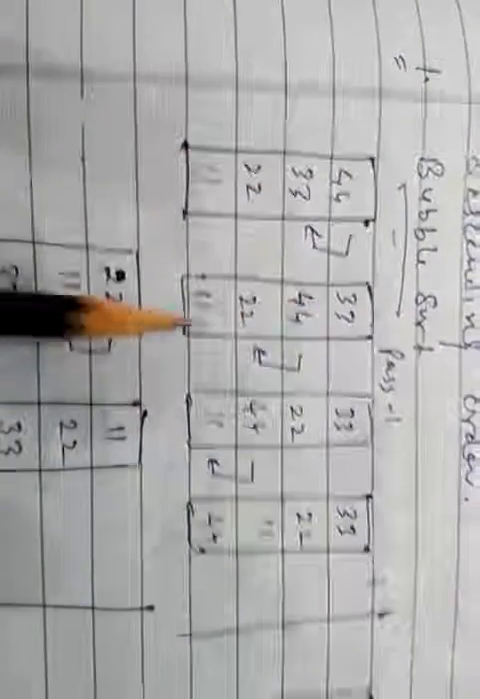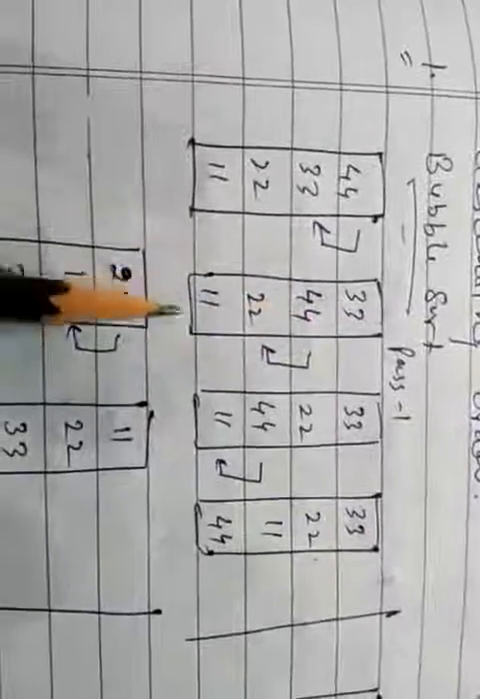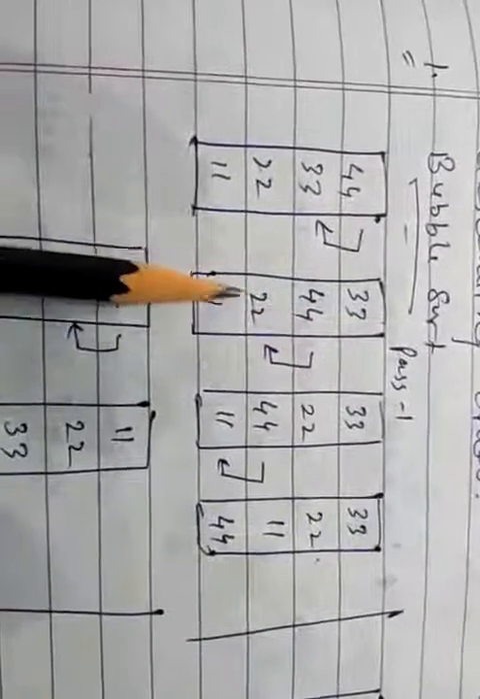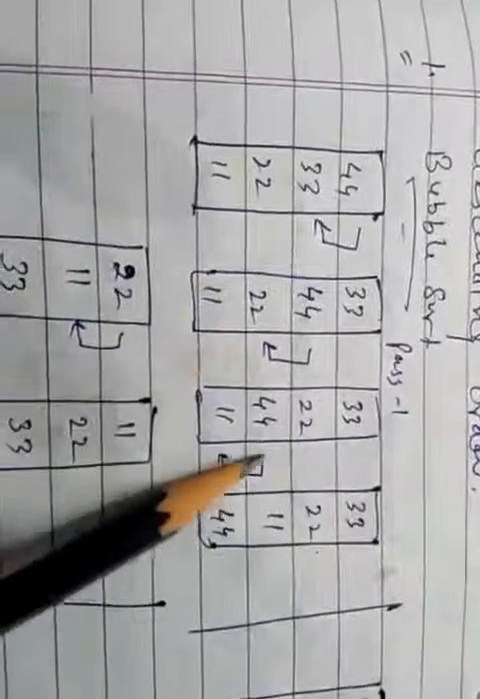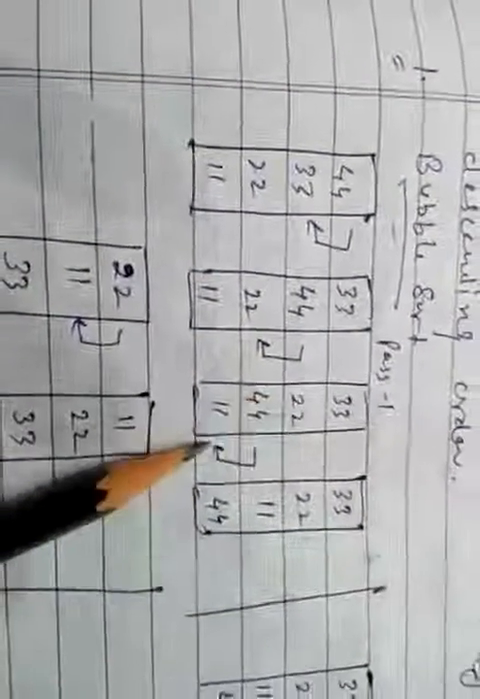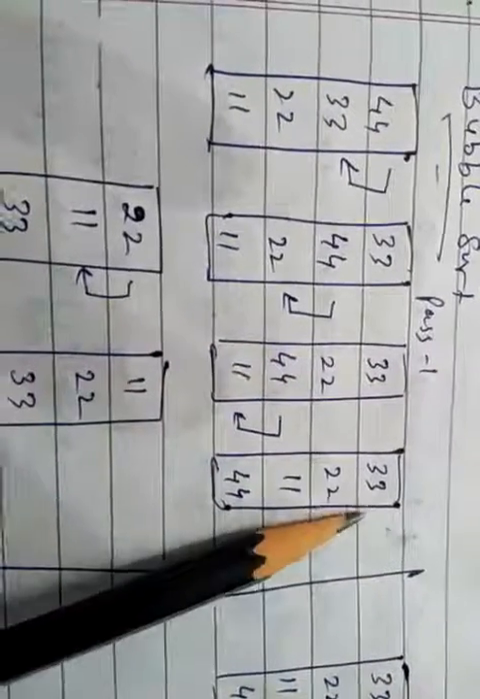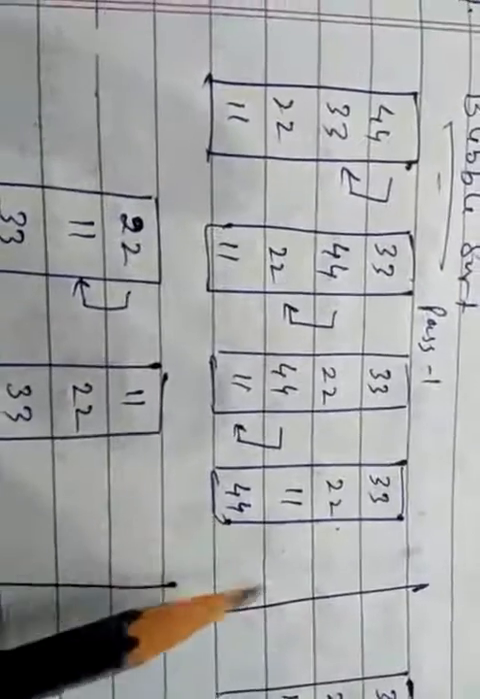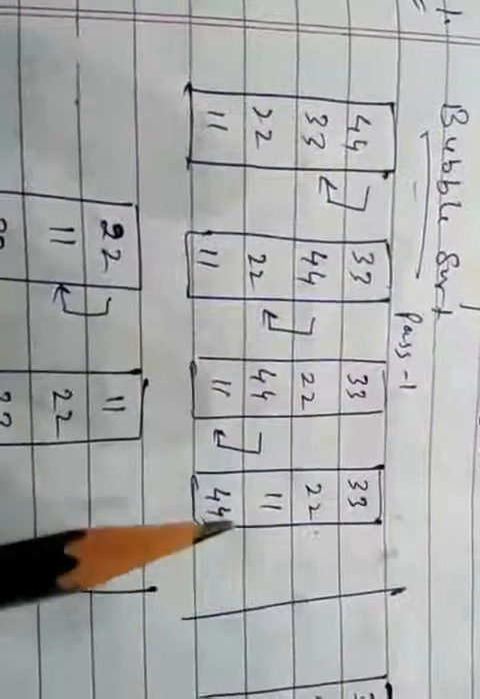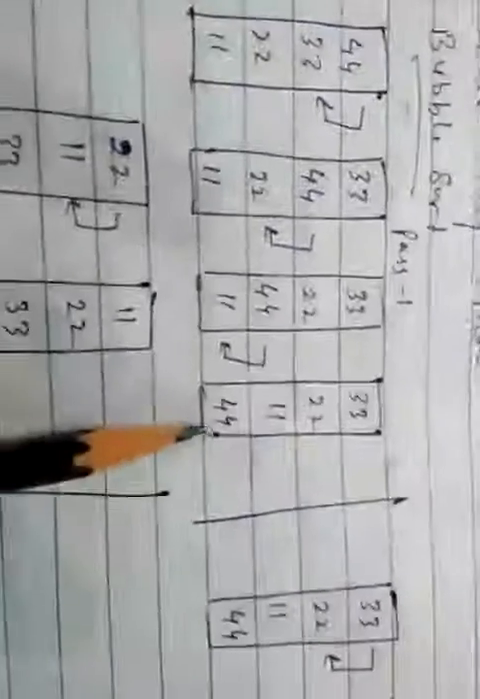So again 33, 44, 22 and 11. Then 44 and 22 will be compared and this will be swapped. So we will get this array, and in the last case 44 and 11 will be compared. So we are getting here 33, 22, 11 and 44. So we can say in the first pass the highest element will go to the bottom of the array.